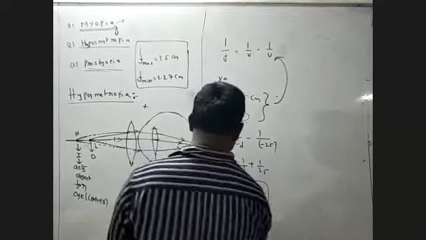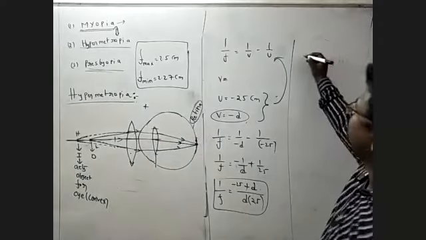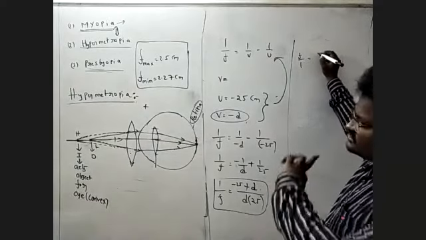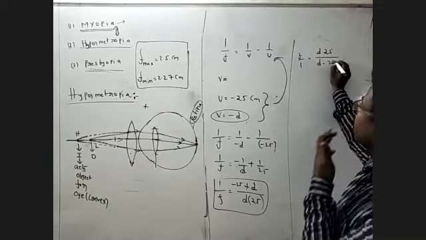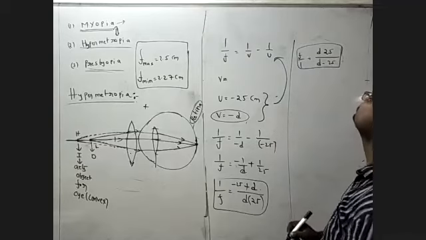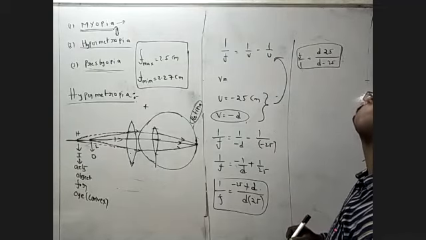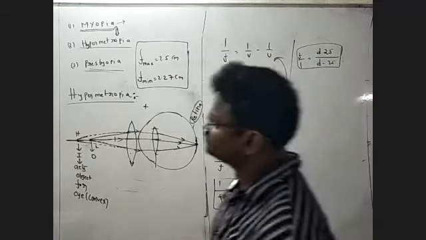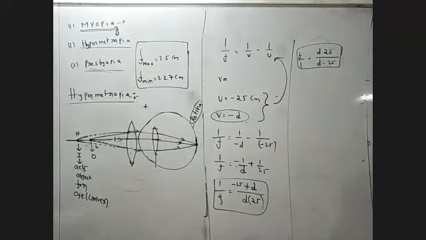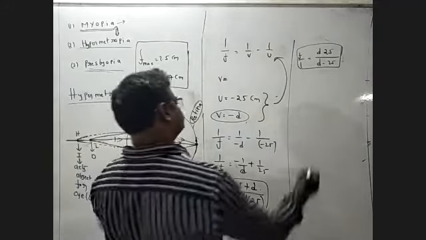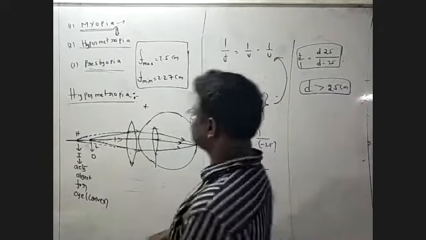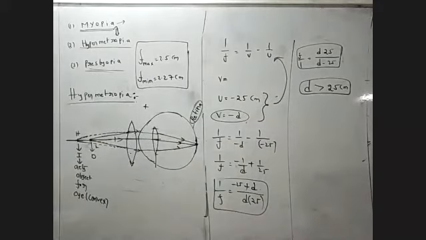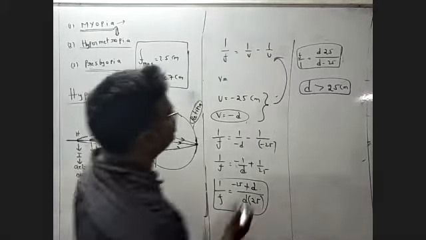So just interchange: f is equal to d minus 25 over d, with d greater than 25 centimeters, and finally zero.